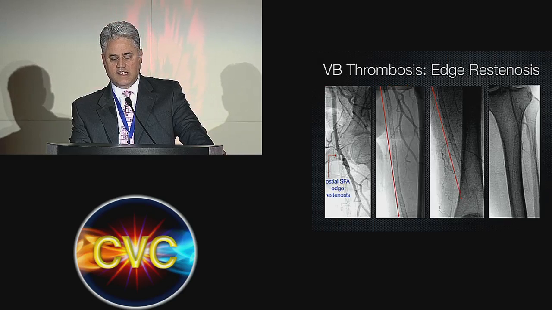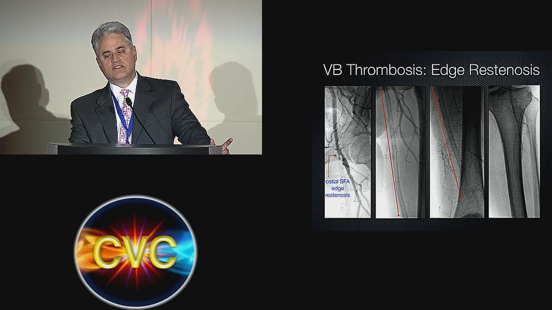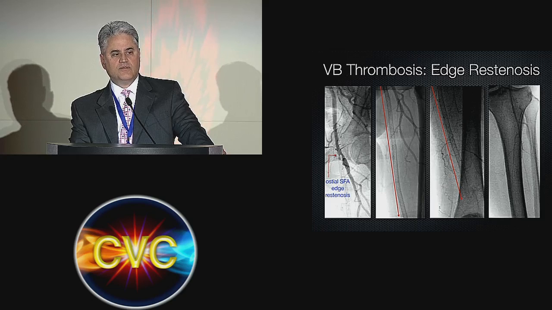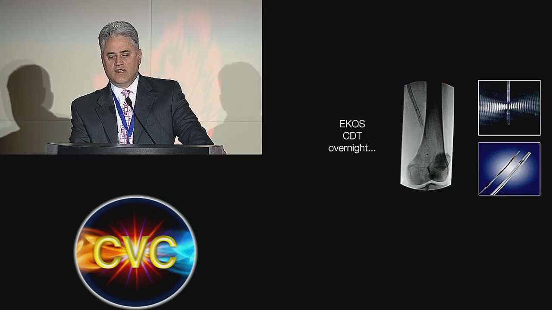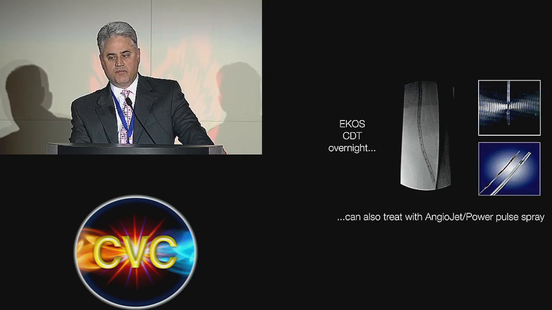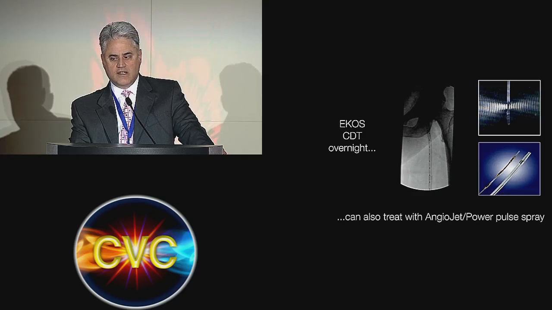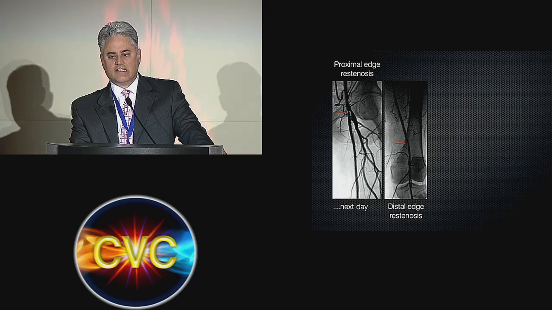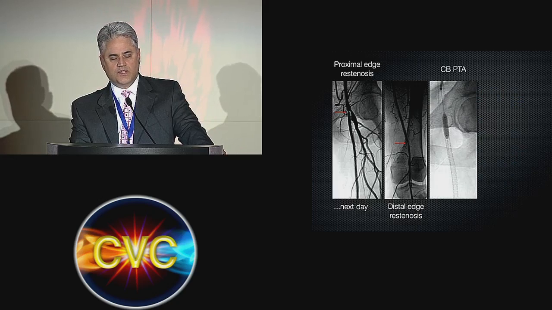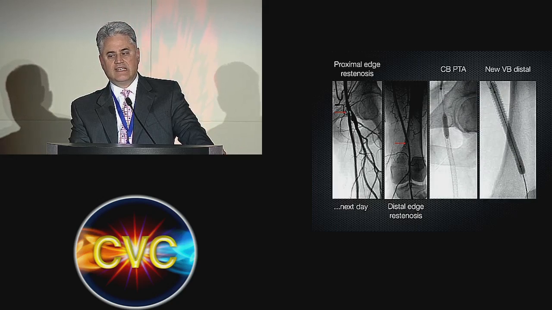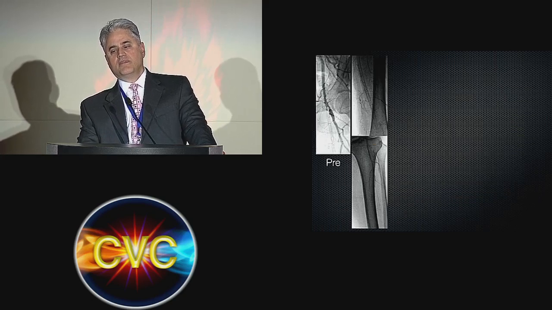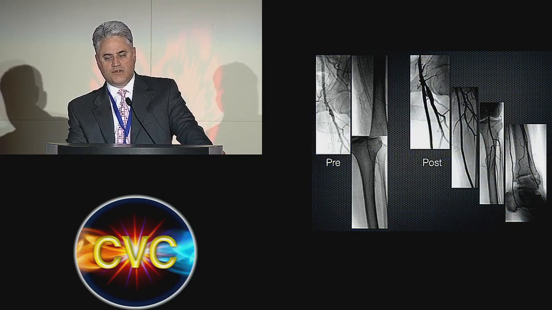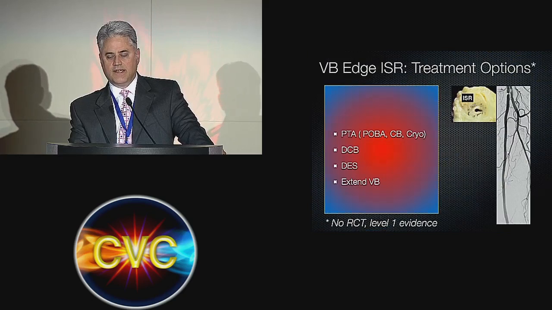And then once you clean the clot out, go ahead and treat any inflow or outflow disease and edge restenotic disease. Here's a typical case of a stent thrombosis secondary to an ostial SFA lesion. In this particular case, we basically just placed a 40-centimeter EKOS, treated them with thrombolysis overnight, and then the next day the clot is cleaned up beautifully and you're left with just very short focal edge stenoses, which was treated with a cutting balloon on the proximal end, extended the Viabahn distally, and then with a very nice angiographic result, that patient went home the same day.